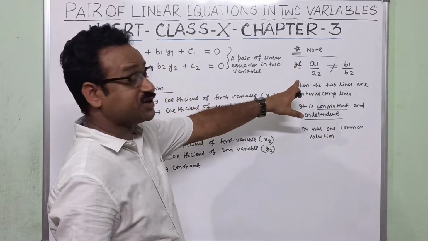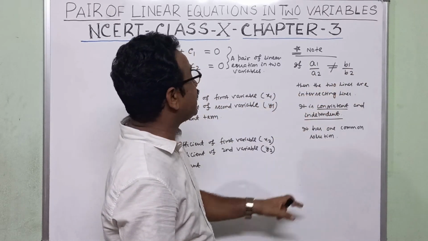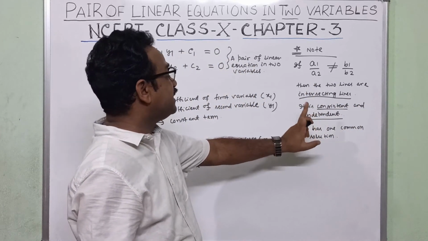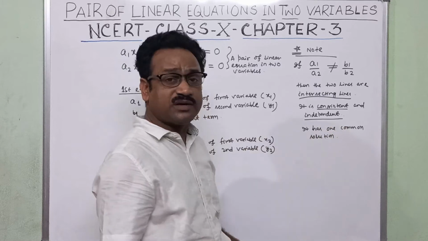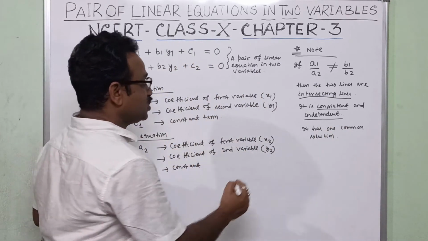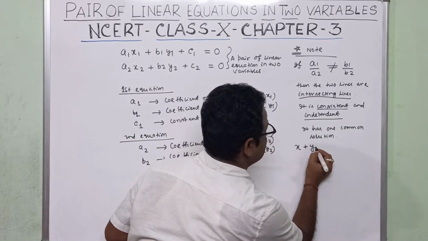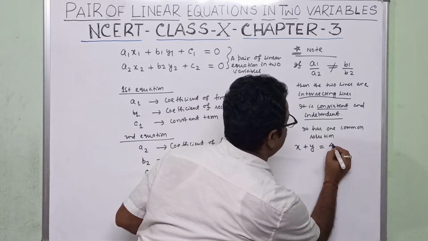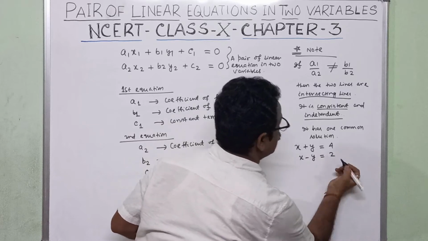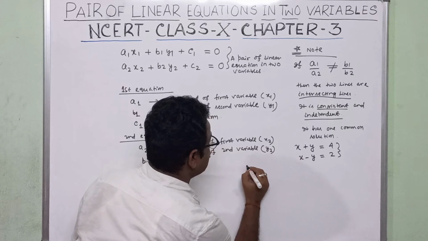So this condition, a1 by a2 is not equal to b1 by b2, then the two lines are intersecting lines. It is consistent and independent. It has one common solution. Now we will take one example to show this. Suppose given x plus y is equal to 4, x minus y is equal to 2. A pair of equations. So now bring it to standard form.